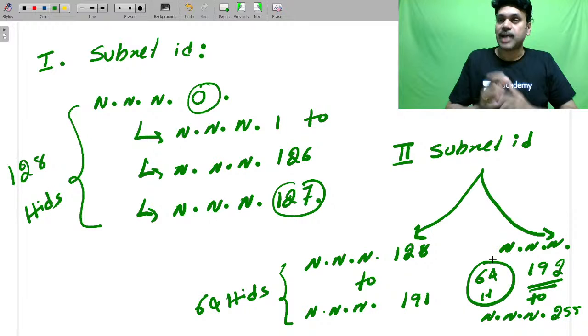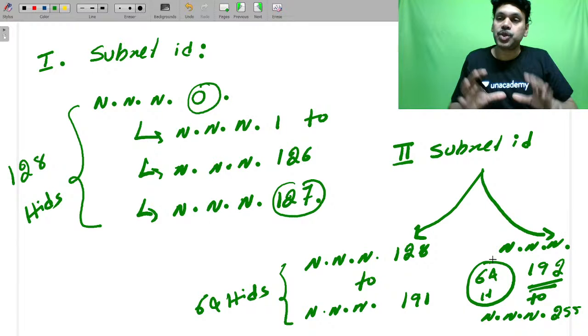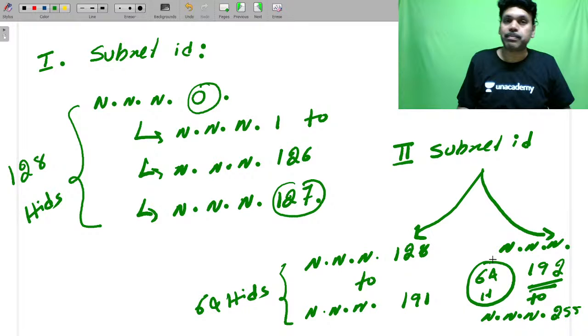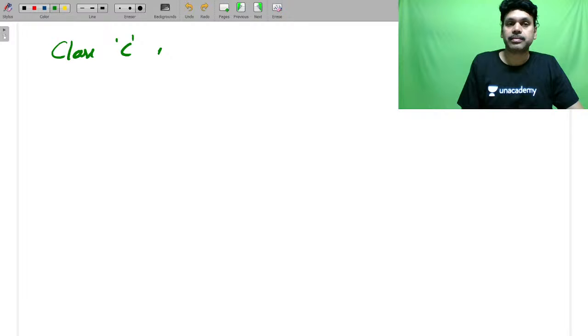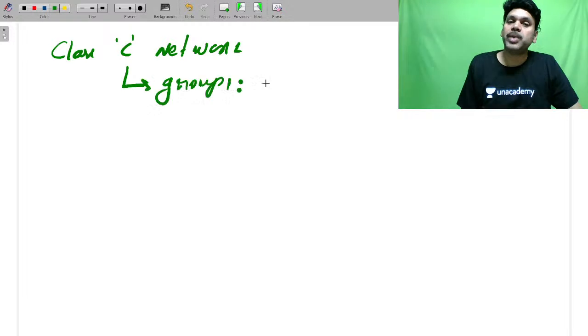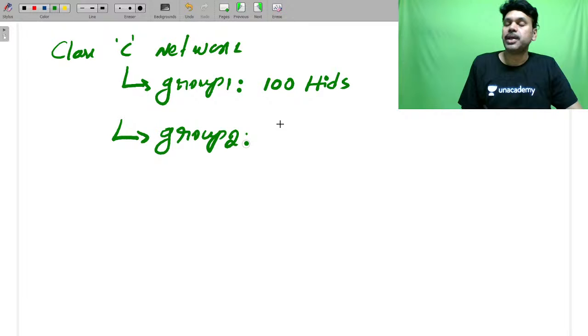As we are learning for the first time, I have drafted this much. Next we are going to do it a bit quickly. You also follow carefully. So I want to do a class C subnet. A class C network is subnetted as follows: group 1 needs 100 HIDs, group 2 needs 50 HIDs, and group 3 needs 75 HIDs.